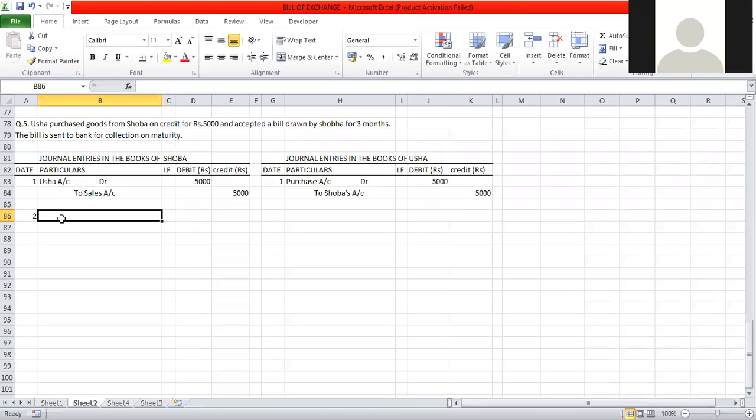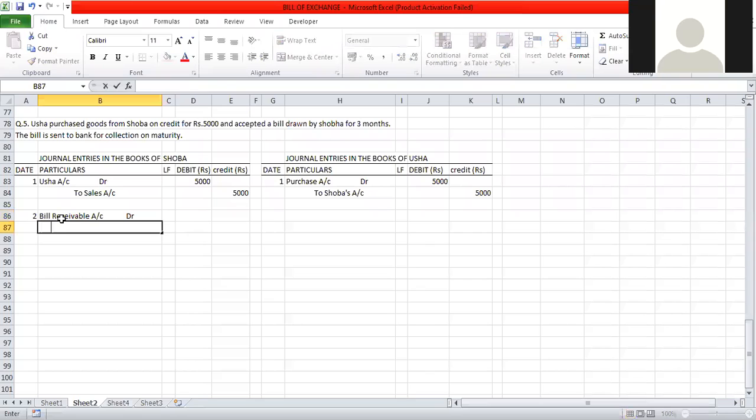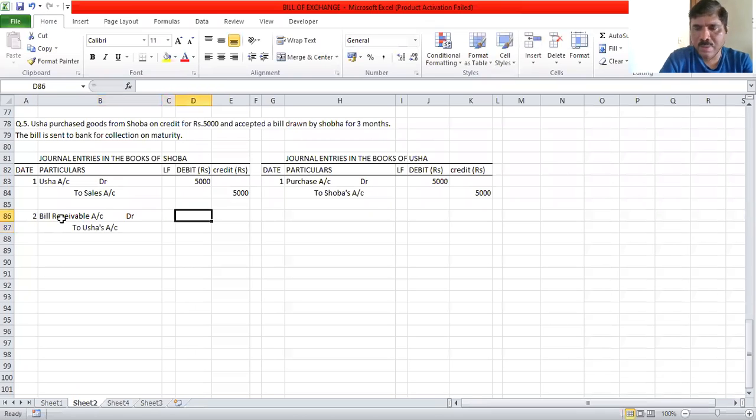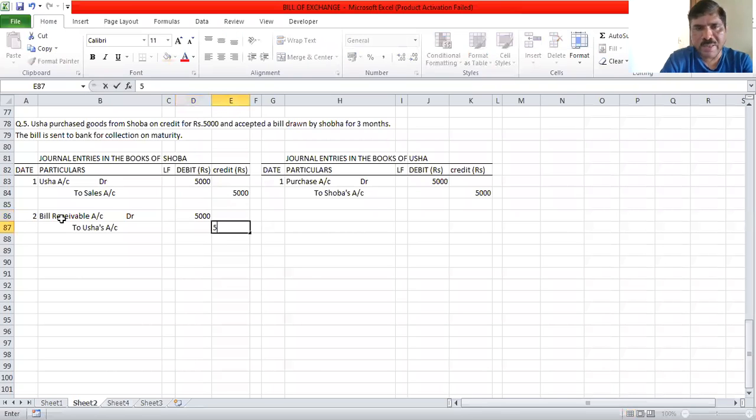Bills receivable account debit to Usha's account. Why is bills receivable account debited? The bill is received, the bill comes in. Usha is the giver. Therefore, Usha is to be credited.